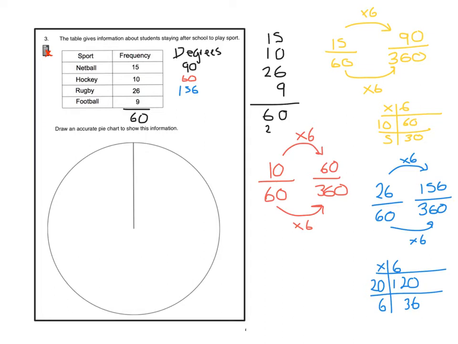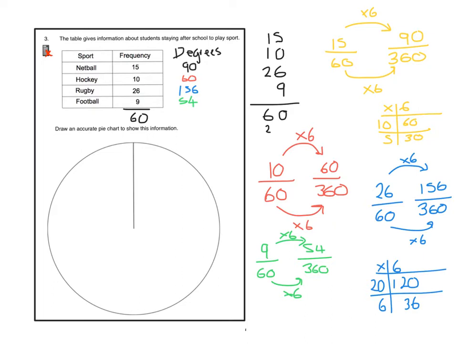And then we've got the last one, which is football, and it's 9. So it's 9 out of 60. I need to get to 360, so I'm timesing by 6 here. I need to times by 6 on the top. 9 times 6 is 54. Okay, so I've figured out my degrees now.